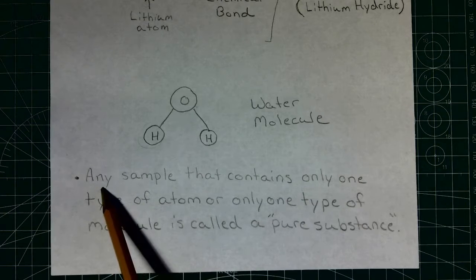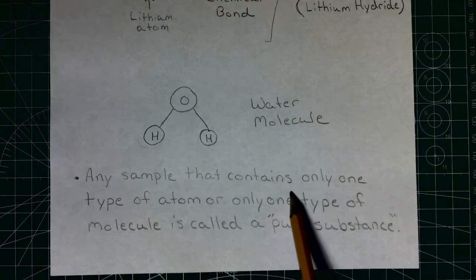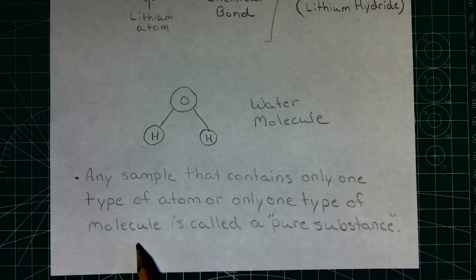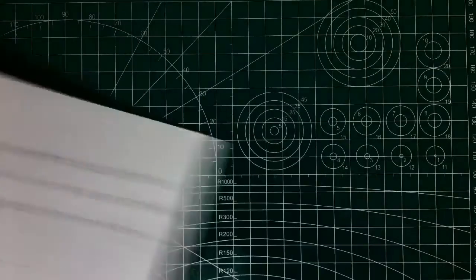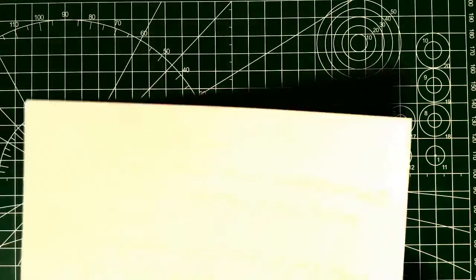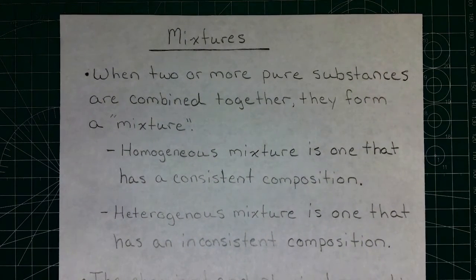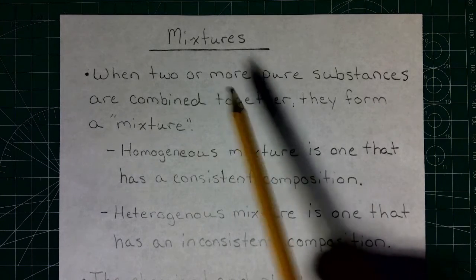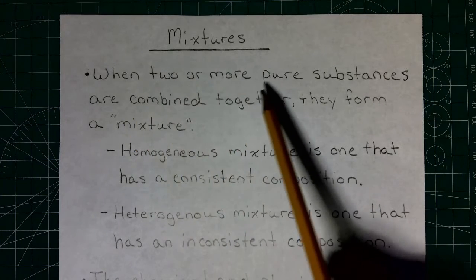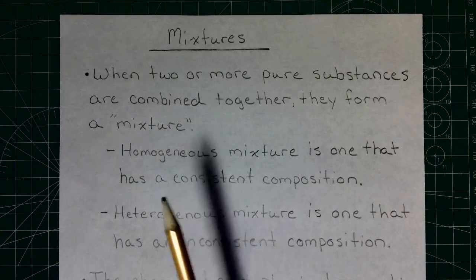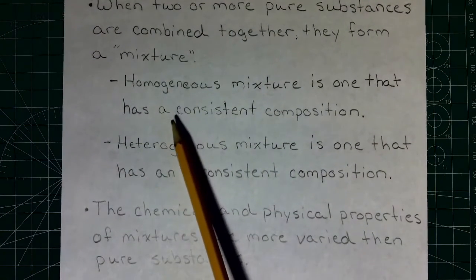So a little bit of language here. Any sample that contains only one type of atom or only one type of molecule, we call that a pure substance. Which leads us to mixtures. Mixtures are when two or more pure substances are combined together. Okay? And mixtures come in two different types.